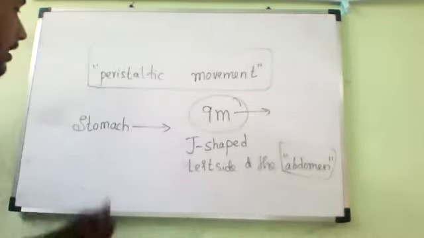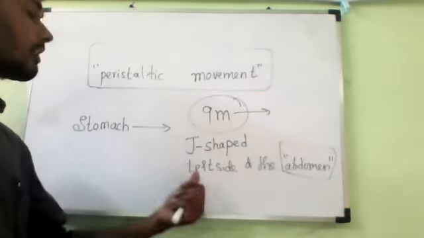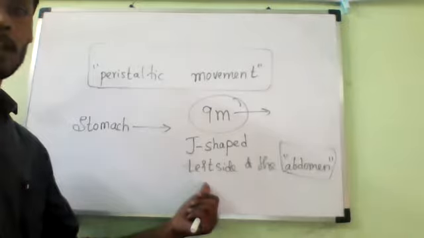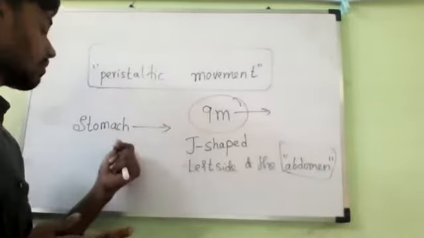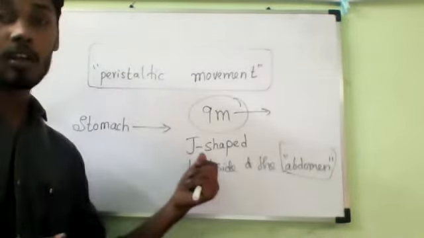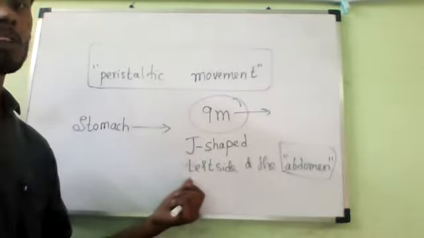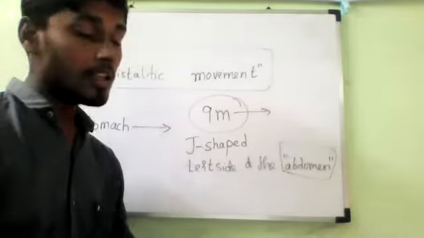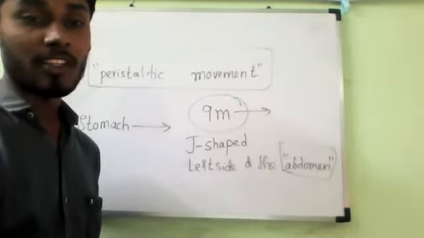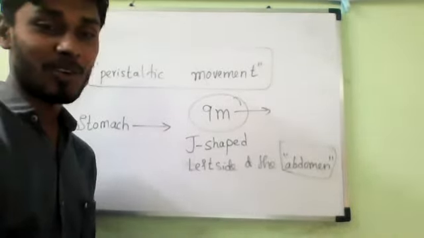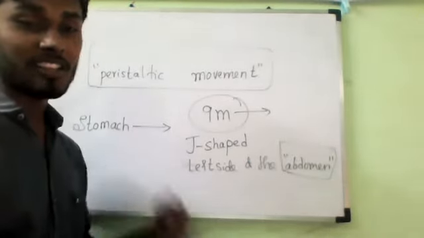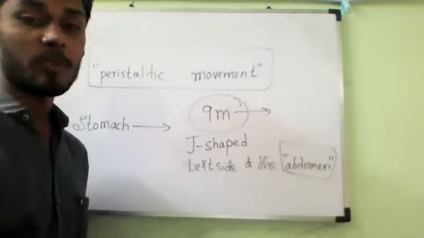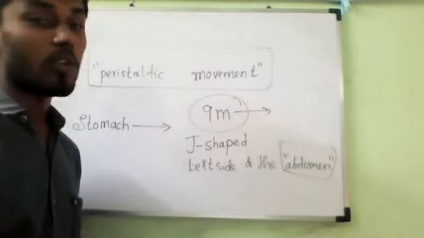So if you observe here, that is the shape and the location of the stomach. Both are important. The stomach is a J-shaped organ which is present on the left side of the abdomen. Understand? So note it down, because we have to finish digestion later. Digestion is a very big process, a very, very big one.